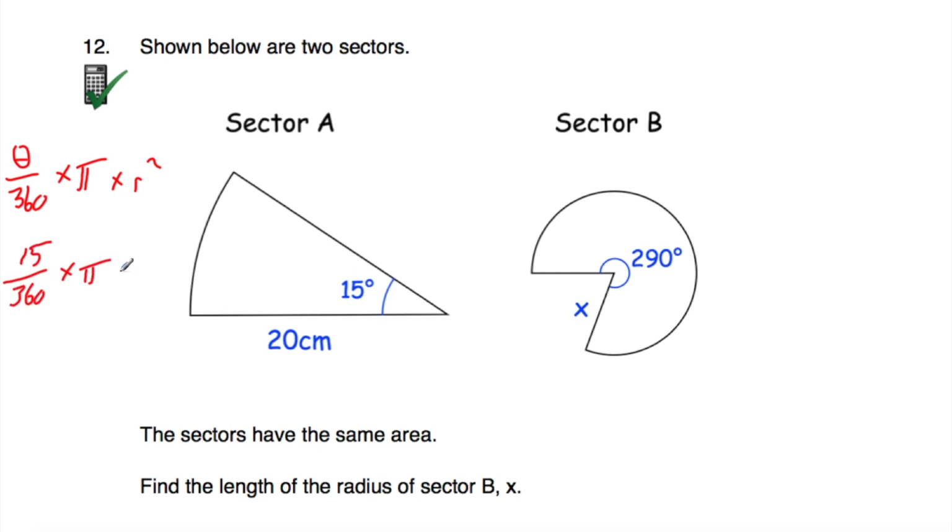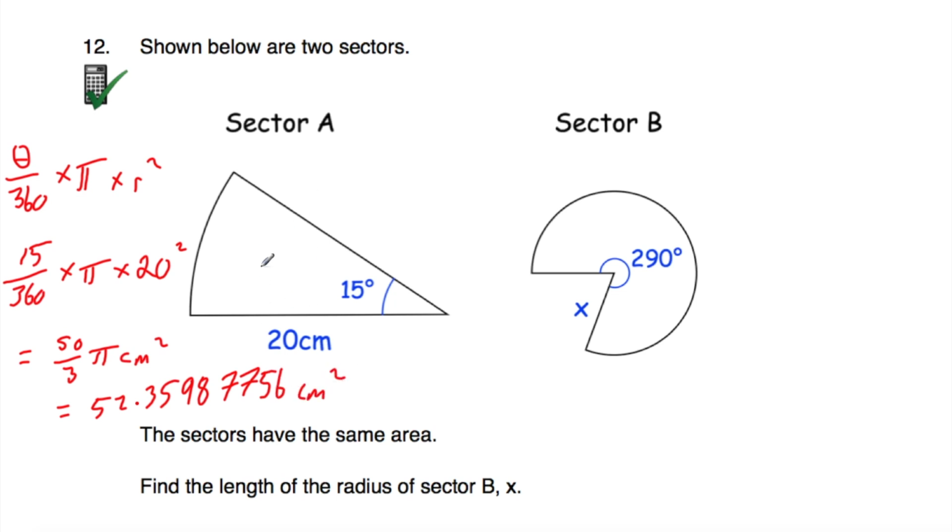Multiplied by pi multiplied by the radius, which is 20 squared. So if we do that, we're going to get the area of the sector. Let's type that into our calculator and work it out. And when we work that out, we get 50 over 3 pi centimeters squared, or as a decimal number, 52.3598776 centimeters squared.